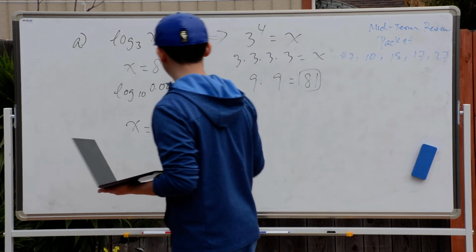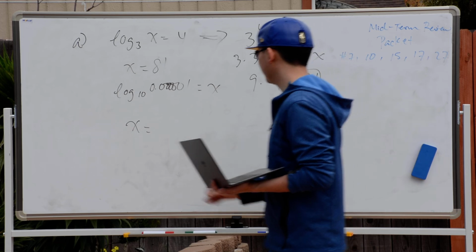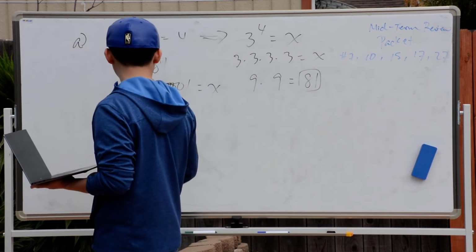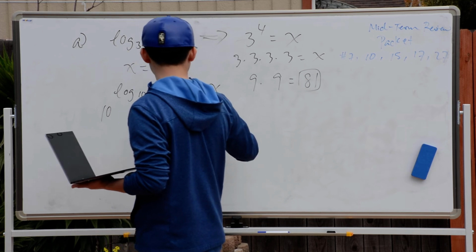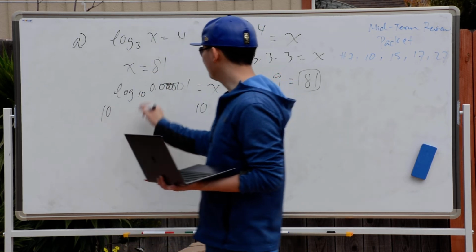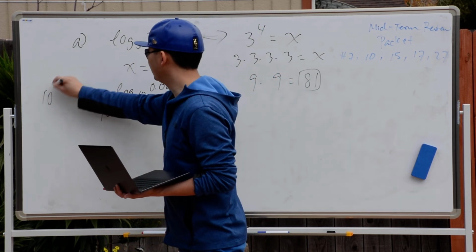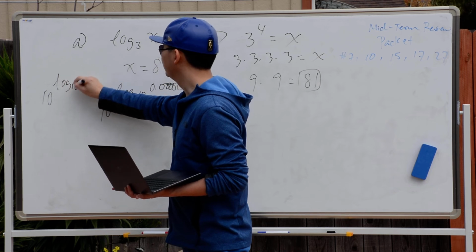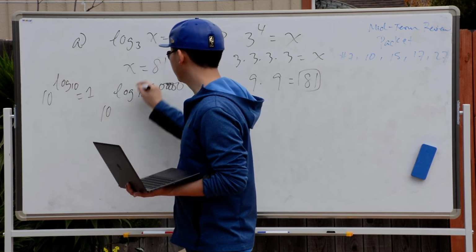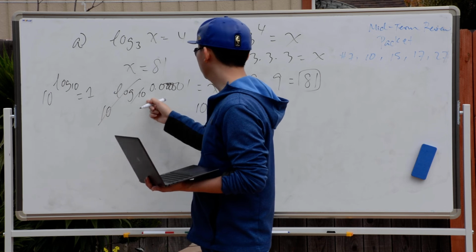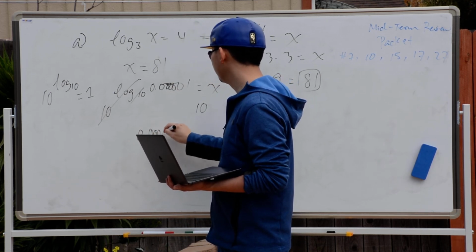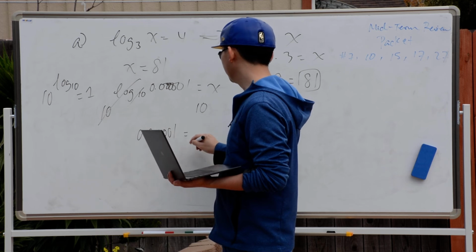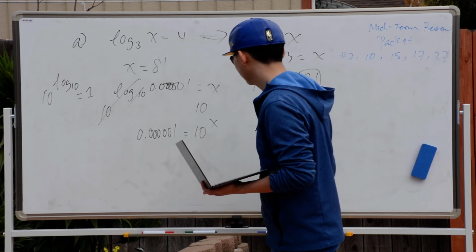And then for this one here, we can use the change of base formula. Also we can take 10 to the power of both sides. So one thing that we notice, 10 to the log base 10, this one is just considered 1, so that turns out to be 1. So 1 times this whole number, so it's 0.000001 equals 10 to the power of x.